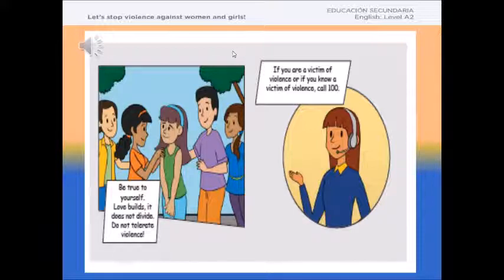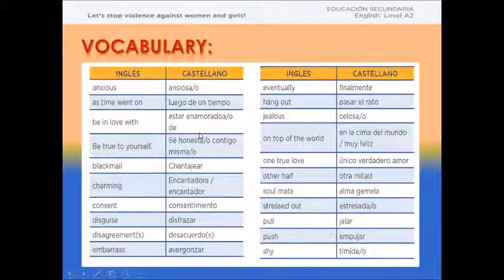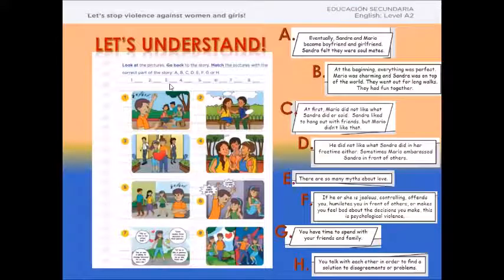Okay, so this is the chart of vocabulary. Okay, you have to consider this in order to understand the story. Match the picture. Yeah, he did not like what Sandra did in her free time either. Sometimes Mary embarrassed Sandra in front of Adam.